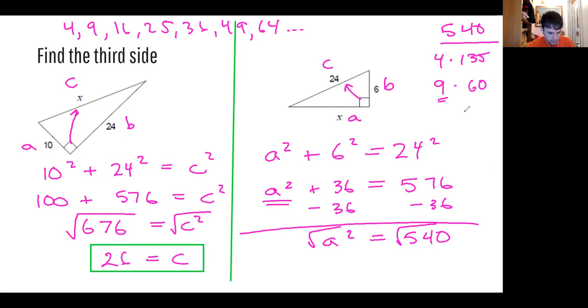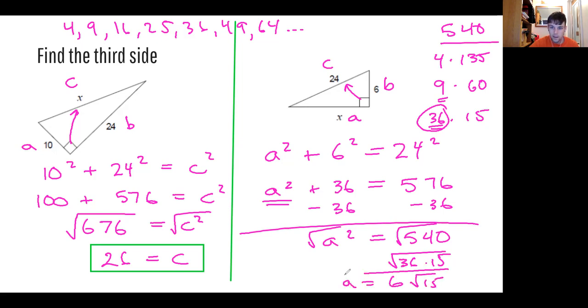540 divided by, okay, 16 is not divisible, so 25 is not going to work. Okay, 36 worked. 36 times 15. I know this is the biggest. 36 is the biggest because 15 has no perfect square factors. None of the numbers here, 4 or 9, work. So this can be done as the square root of 36 times 15, which simplifies to 6 root 15. So that is our missing side there, 6 root 15.